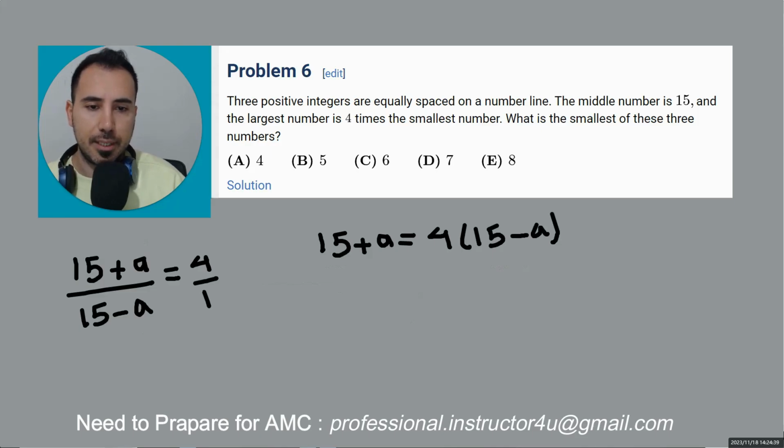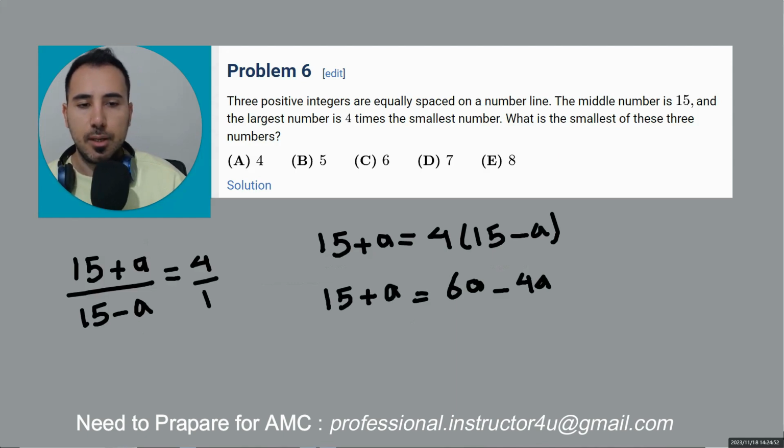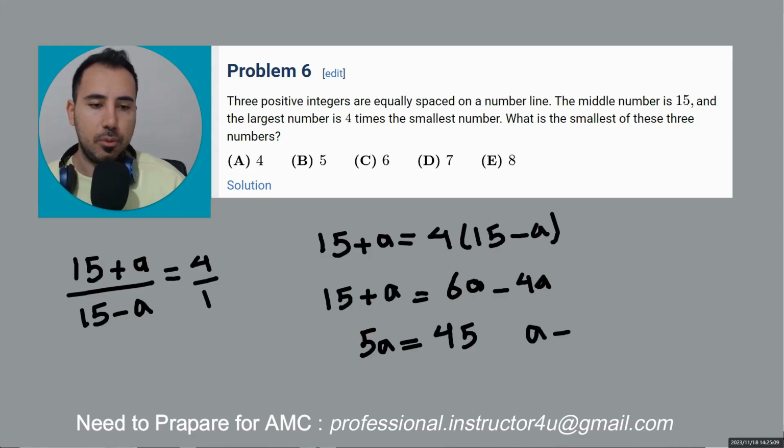So for the left side, I'm just going to change this side. It will be 60 minus 4A is equal to this side, 15 plus A. Both sides add 4A to them. So 5A is equal to 60 minus 15, which is going to be 45. Yes, and A will be 9. Good. We could also apply it here, and you'll see that it works.